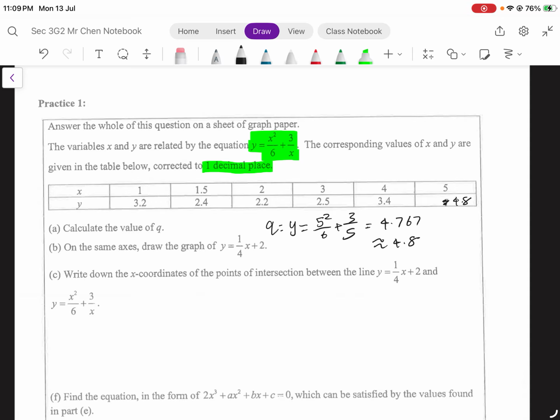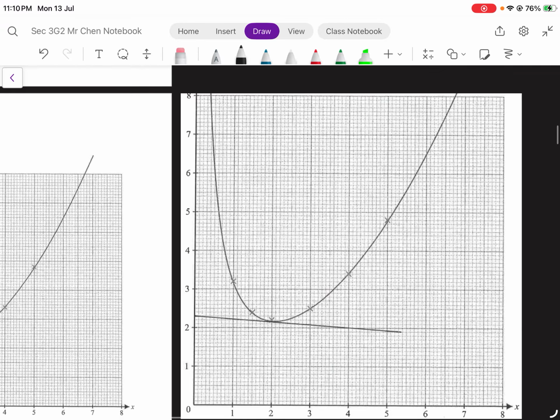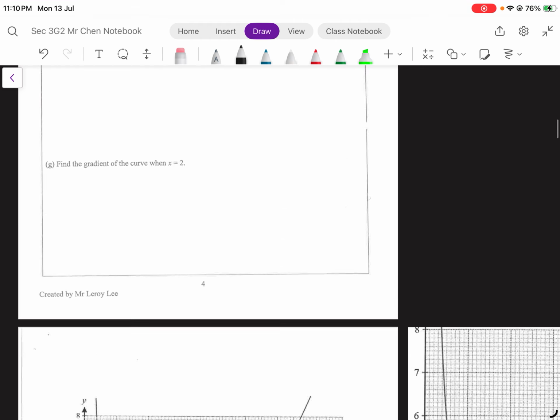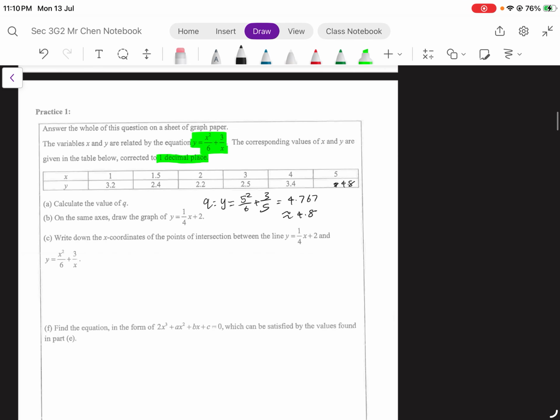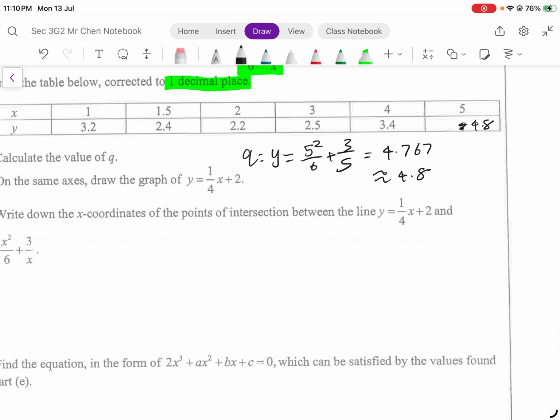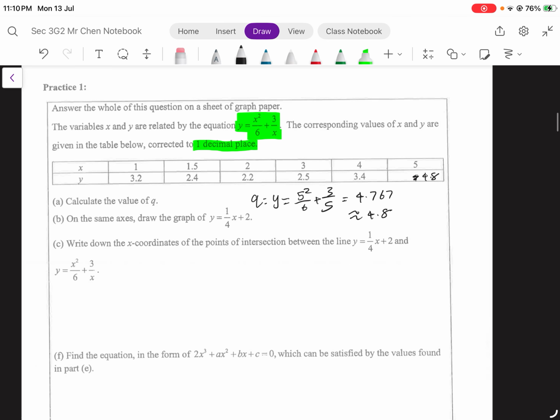Now, on the same axis, graph. You need to draw the graph. The graph is given for you for this one. Write down the coordinates of the points of intersection between y equals 1/4 x plus 2 and this curve. So we need to draw the line y equals 1/4 x plus 2. We can choose any 2 points. Given that the denominator is 4, let's try 4 and 2, to see whether we can get a nice number.